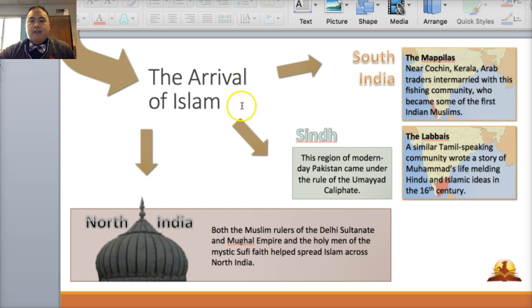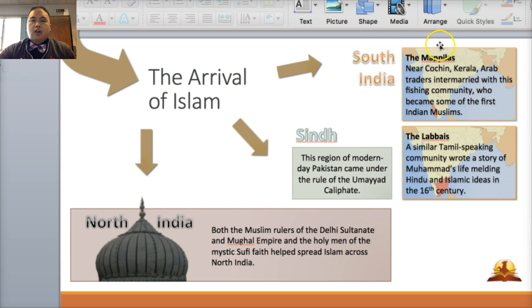Islam first arrived here. We'll start at this box right here, the Sindh region, which is basically modern day Pakistan. Islam came under the rule of a leader called the Umayyad Caliphate. So if you want to say, where did Islam come from? It came from what is modern day Pakistan, from a ruler, the Umayyad Caliphate, who started spreading Islam.